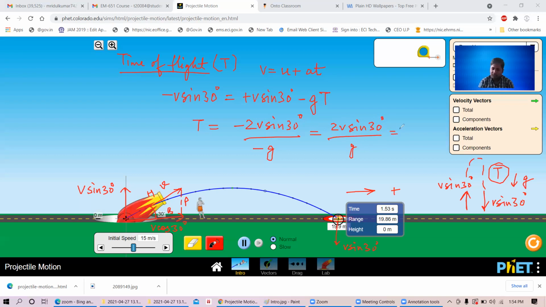So if we calculate this, 2 into 15 times sine 30, that is 0.5, divided by 9.81, it comes out to be 1.53 seconds. So from here we can find that this formulation or analysis has validated what we have got through this simulation or this experiment. So from this time of flight, we can find out the range as well. So let's start finding the range.